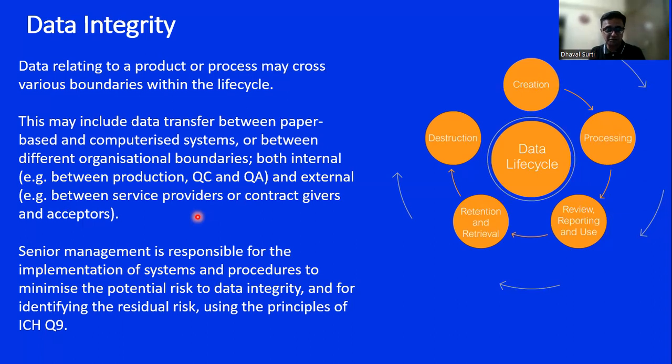It's a responsibility of the senior management to provide resources, create awareness, create a culture of data integrity, maintaining the integrity within the system, personal integrity, professional integrity. It comes as a responsibility of the senior management to maintain the data integrity and ensure that it is sustained.